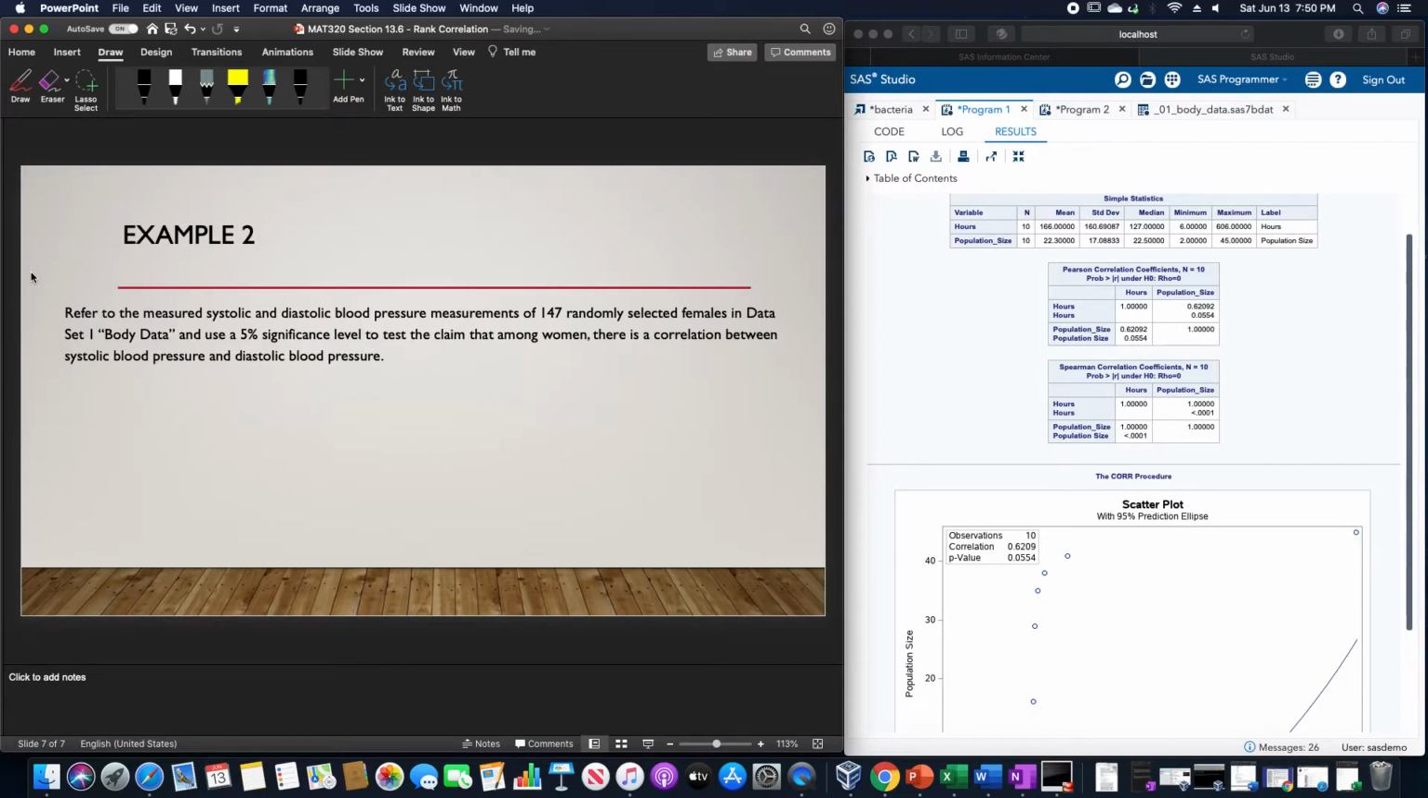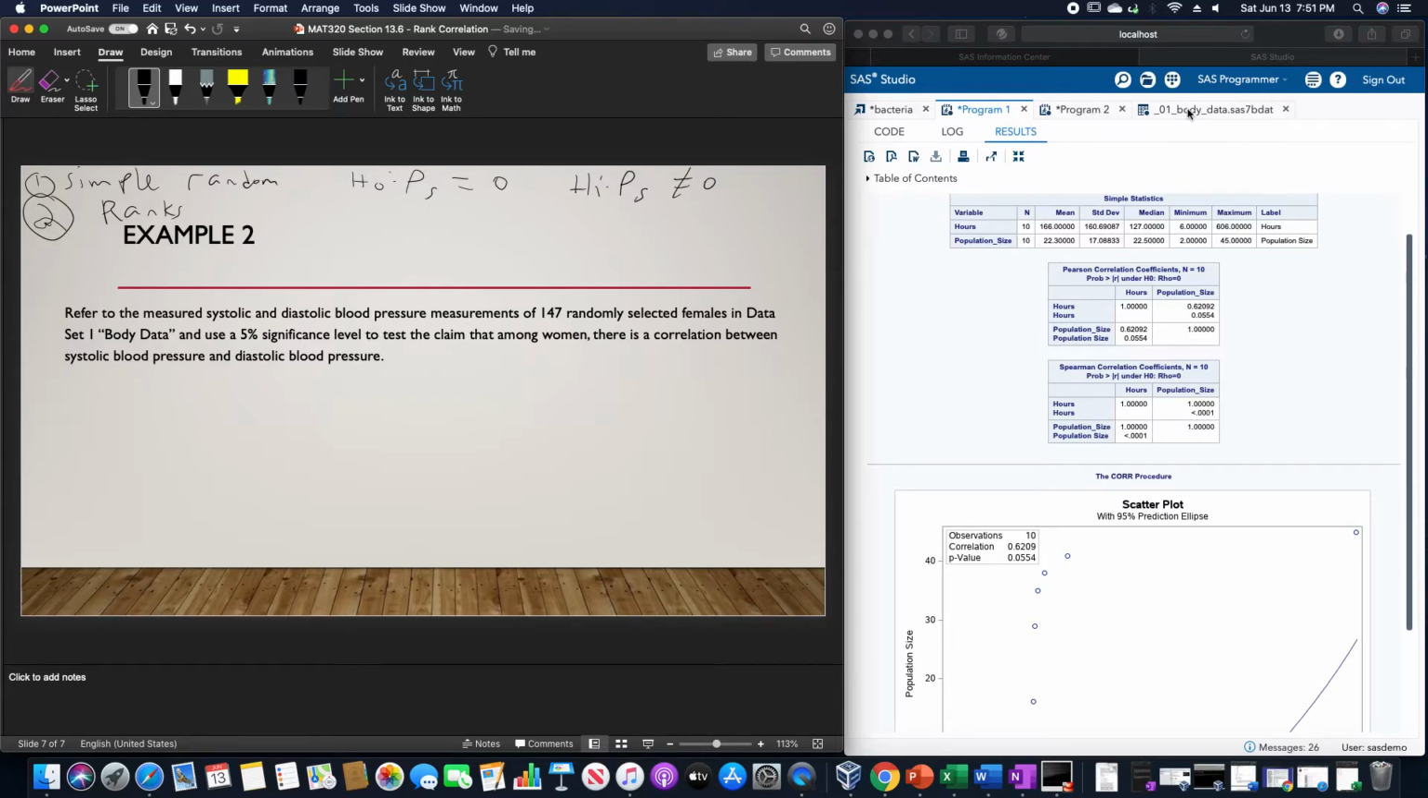The second example that I have refers to the measured systolic and diastolic blood pressure of 147 randomly selected females in the dataset 1 body data dataset, and uses a 5% significance level to test the claim that among women there is a correlation between systolic blood pressure and diastolic blood pressure. Before continuing, we could definitely say that this is a simple random sample. And the second thing we could say is we could definitely convert this into ranks if we wanted to. The null hypothesis is that this Spearman rank correlation is equal to 0 for no correlation, and the alternative is that there is a correlation, so not equal to 0.